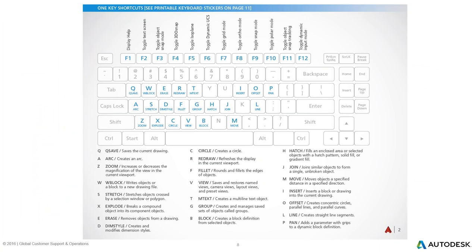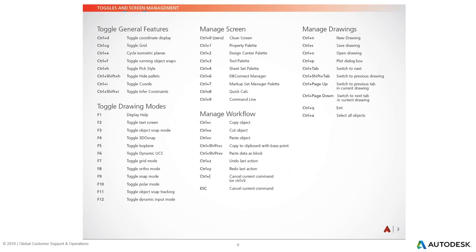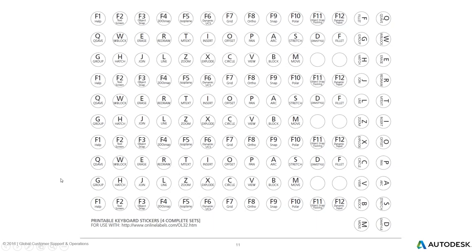So Control-Shift-V, with that you can paste data as a block. The keyboard shortcuts are a really excellent way to increase your speed and productivity, and really handy here. If you go to onlinelabels.com, you can actually print out these stickers if you'd like, and use them on your keyboard.